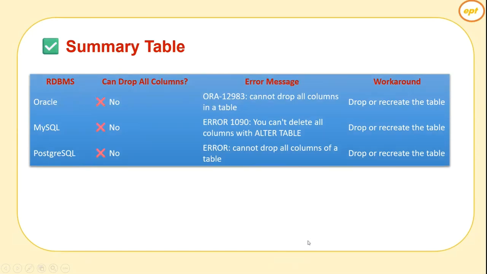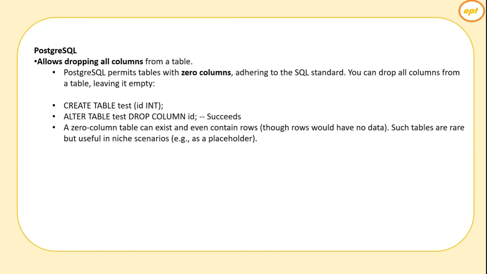Now you can see here, I said you cannot drop all the columns. This is the old version. But in the latest version, there is a possibility that even if you drop all columns, it is sometimes allowed. See, there is one table here. Postgres permits tables with 0 columns. Are you able to see here? Postgres allows dropping all columns from the table.